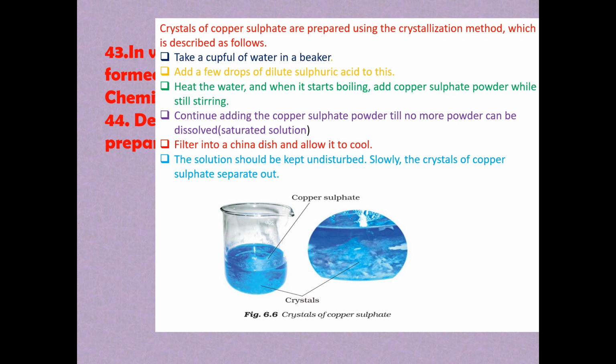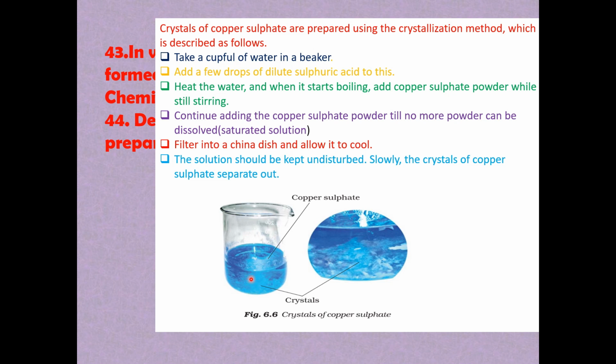Crystals of copper sulfate are prepared using the crystallization method, which is described as follows. Take a cupful of water in a beaker, add few drops of dilute sulfuric acid to this, heat the water, and when it starts boiling, add copper sulfate powder while stirring. Continue adding copper sulfate powder till no more powder can be dissolved, and this point is called saturated solution.